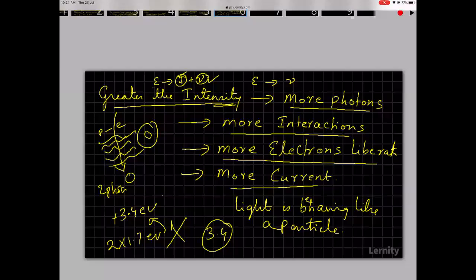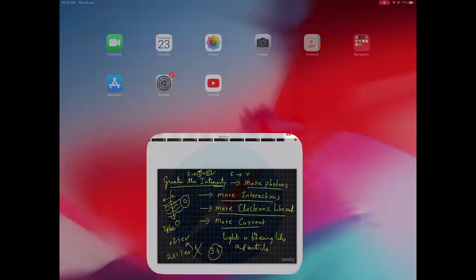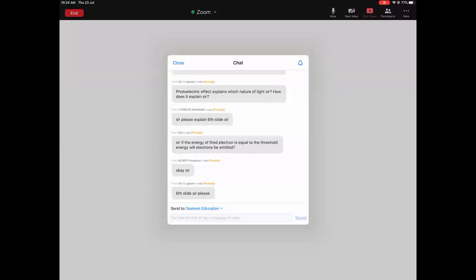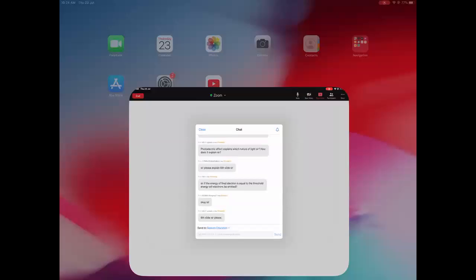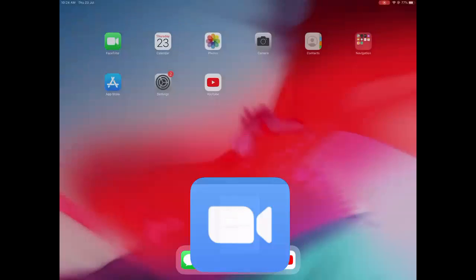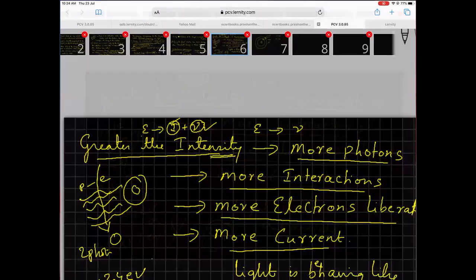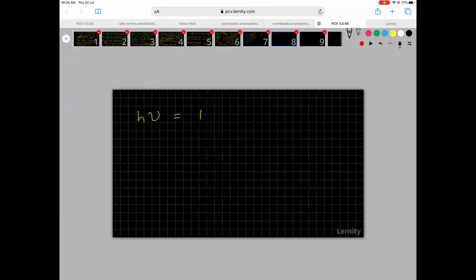So that is the photoelectric effect. I have shown you the sixth slide. I think I have answered adequate questions. I would just like to work with a small formula again, the formula that I told: h nu equals h nu naught plus half m v squared.